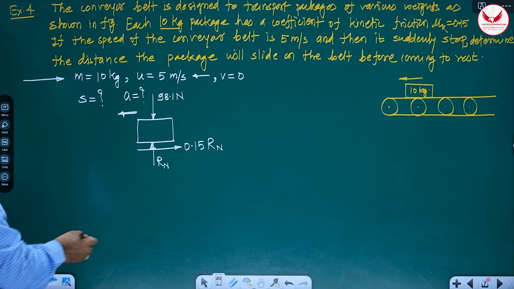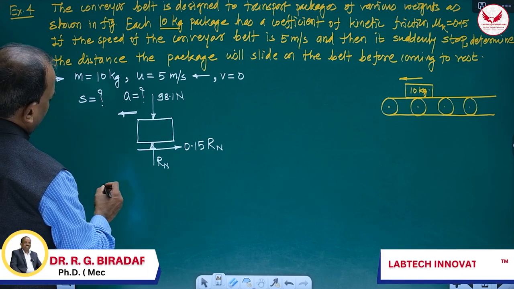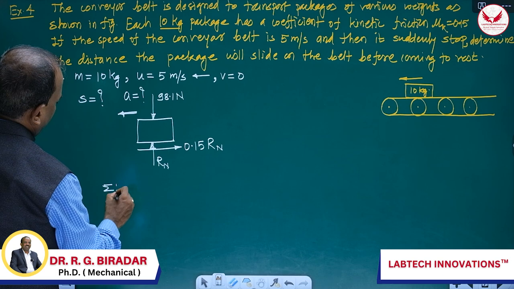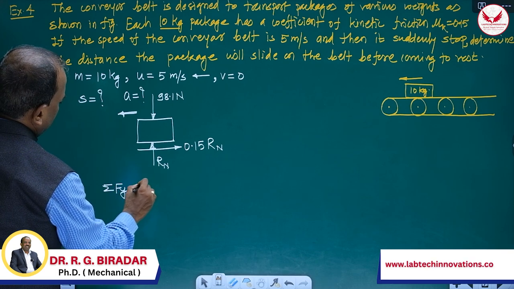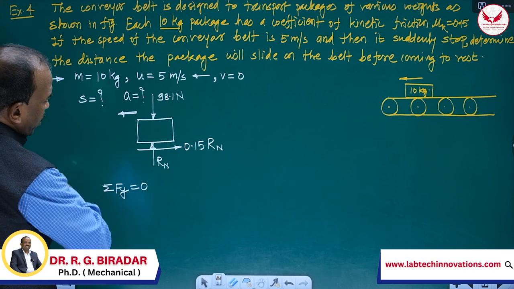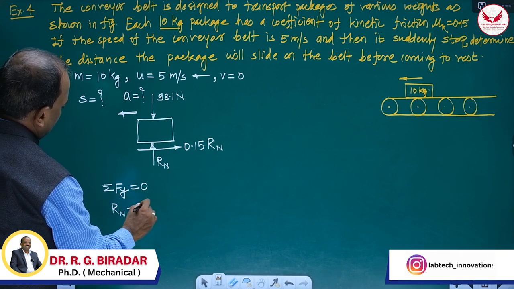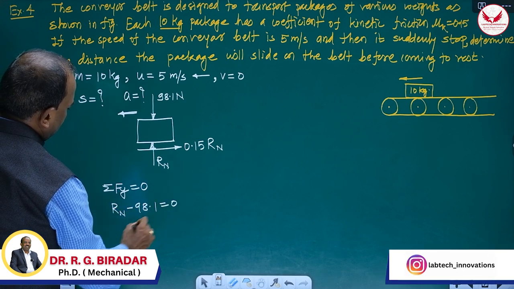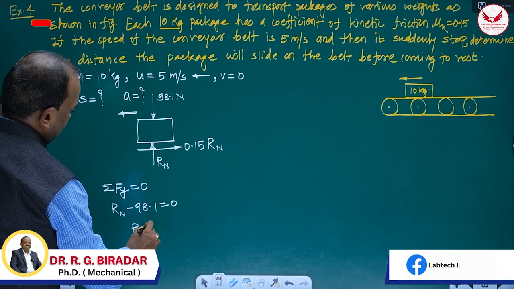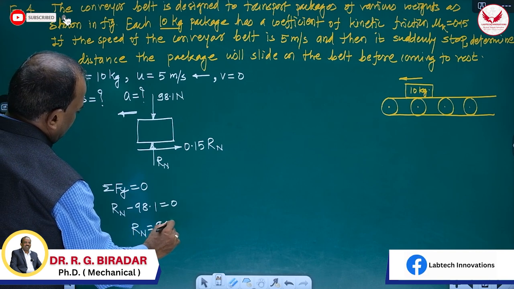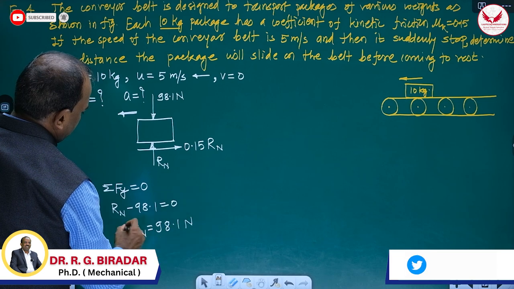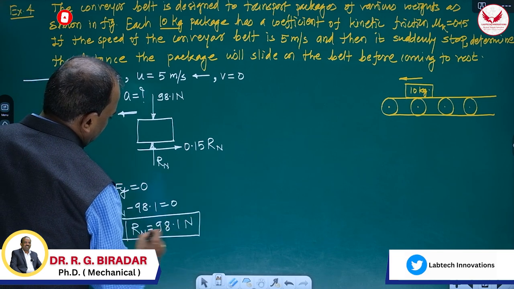Then what can we do? If we use Newton's second law in y direction, summation Fy is equal to 0. Why 0? Because Ay is 0, this block is not moving vertically. Rn minus 98.1 is equal to 0, which means Rn is equal to 98.1 Newton. So this is equation 1.